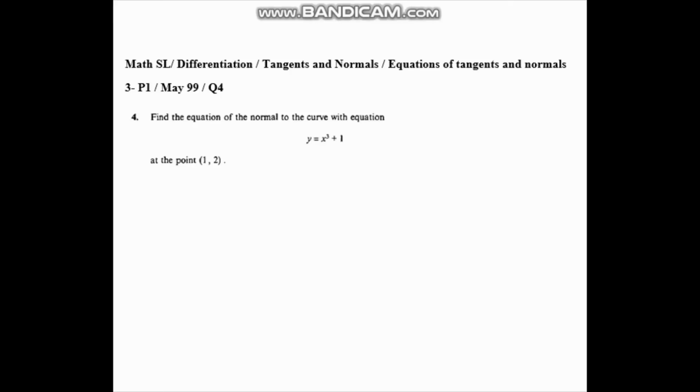So this question is almost exactly the same as the previous one, and we shall follow the same logic. I want to find the equation of the normal to the curve, so I need to find the slope of the normal. So first I need to find the slope of the tangent, so I have to begin by differentiating. So take a look at the answer.